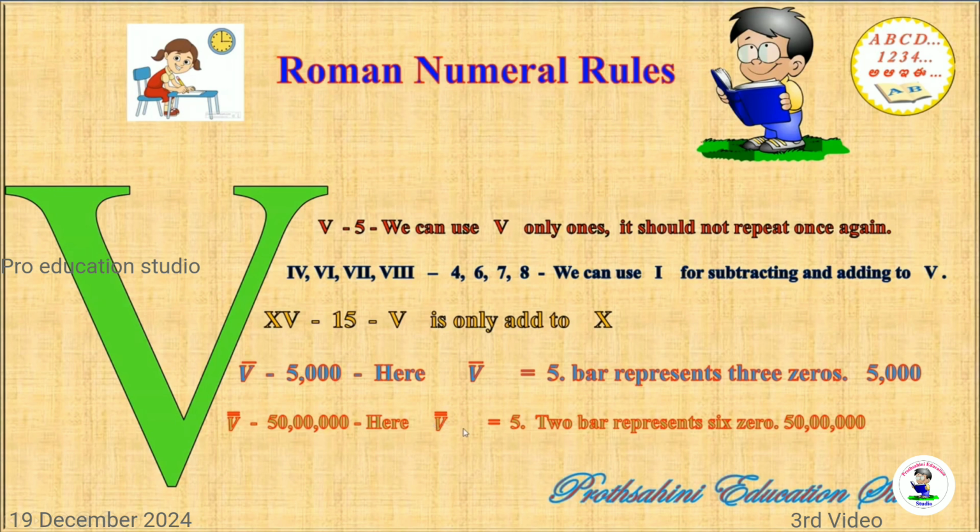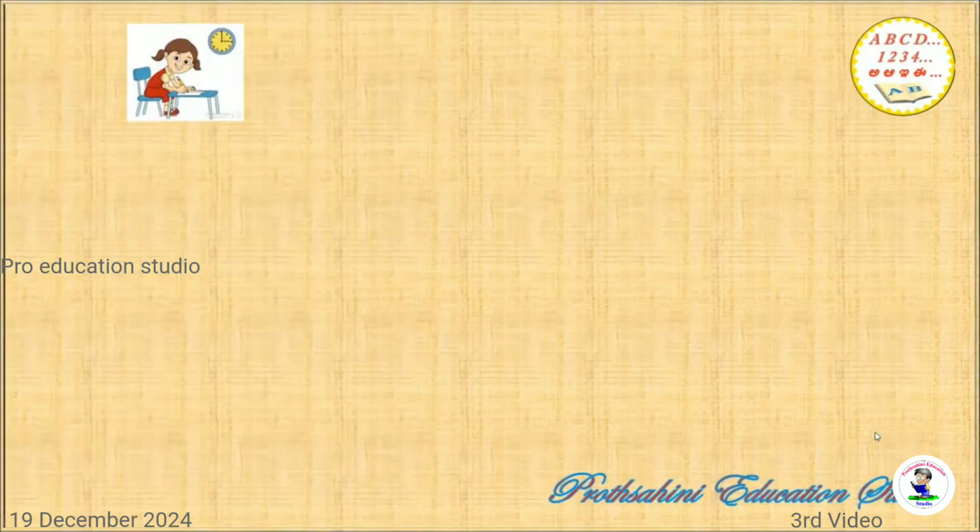Now here V double bar is equal to 5. Double bar represents 6 zeros, so 50 lakhs.